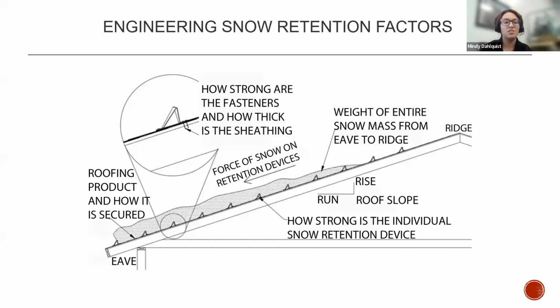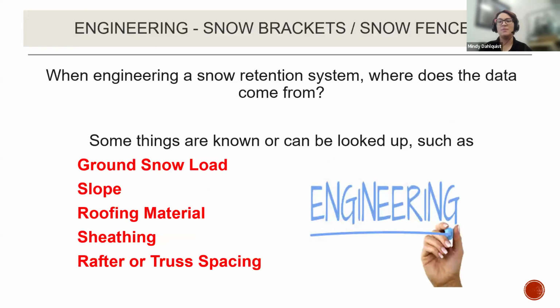So some of the factors that do need to be considered while engineering these devices or these systems are going to be the roofing product and how it's secured. How strong are the fasteners? How thick is the sheathing? What is the force of the snow on those retention devices? What is the weight of the entire snow mass from eave to ridge? What is that roof slope? And how strong is that individual snow retention device? Some of this information you may know about your project, and some of it cannot be looked up.